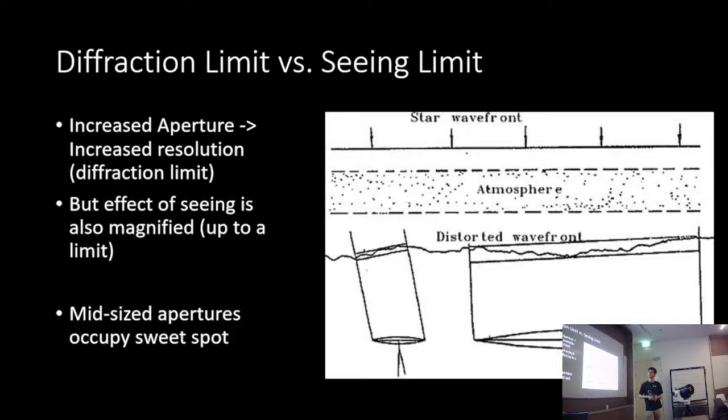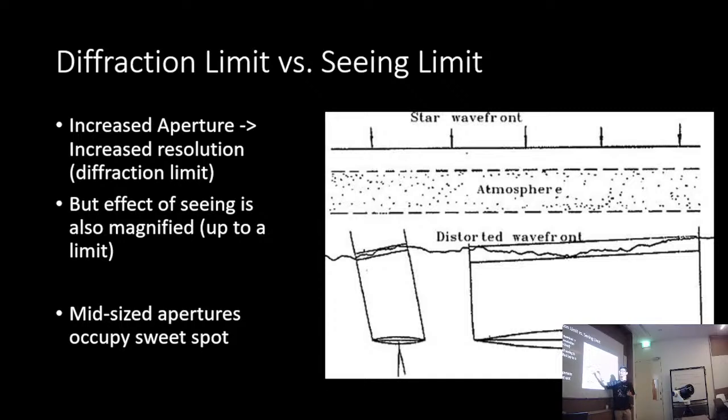So overall, you want to increase the aperture to increase resolution. But paradoxically, when you have a bigger telescope aperture, that also makes the effect of seeing more severe on the telescope, right? This diagram roughly illustrates the idea. If you have a small telescope aperture, in reality it's only collecting light from a narrow cone that's passing through the atmosphere.